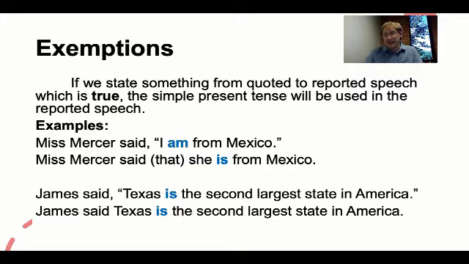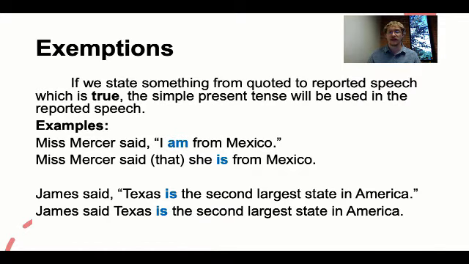There are some exceptions or exemptions. If we state something from quoted to reported speech which is true, just a simple fact, the simple present tense will be used in the reported speech. So here's some examples. Miss Mercer said, "I am from Mexico." But in reported speech, you could just say, Miss Mercer said she is from Mexico. Or Miss Mercer said that she is from Mexico. Notice how the tense stays the same. It's the simple present tense.